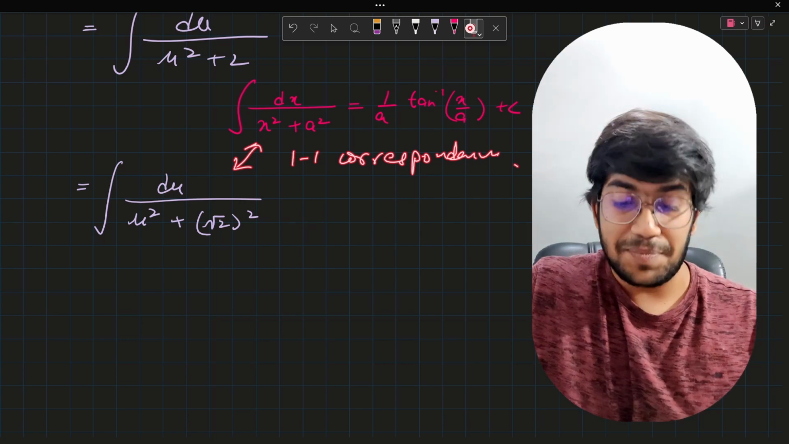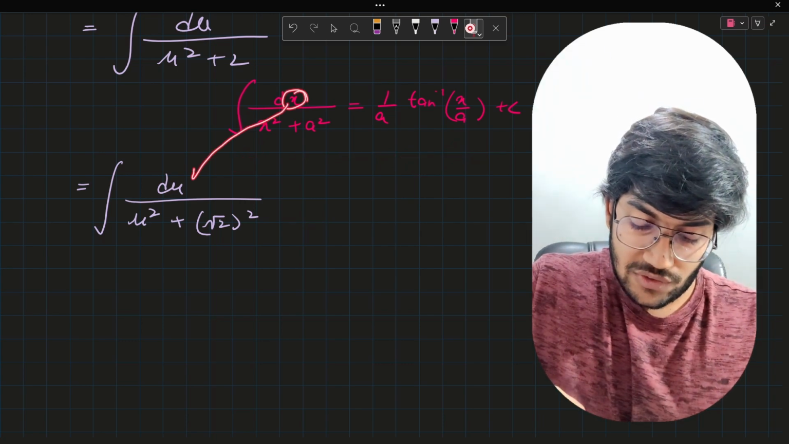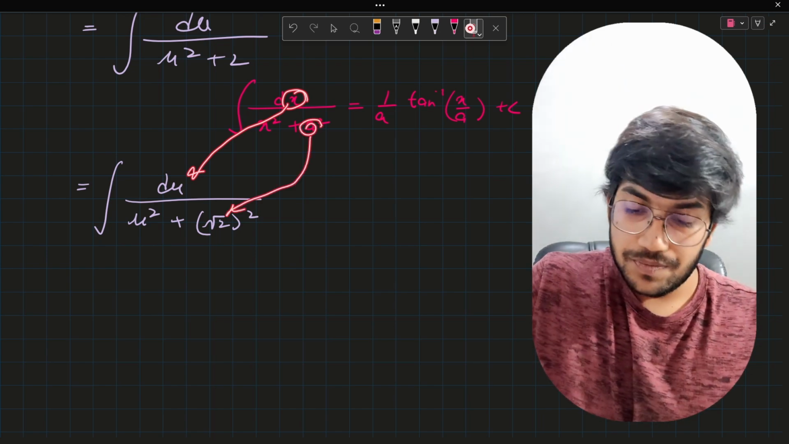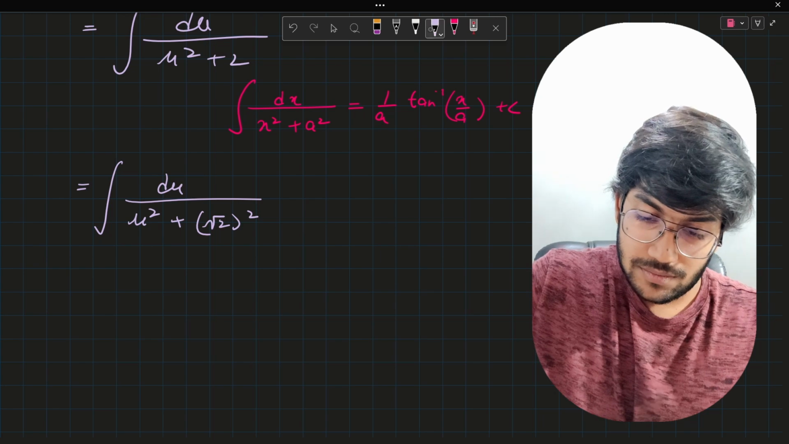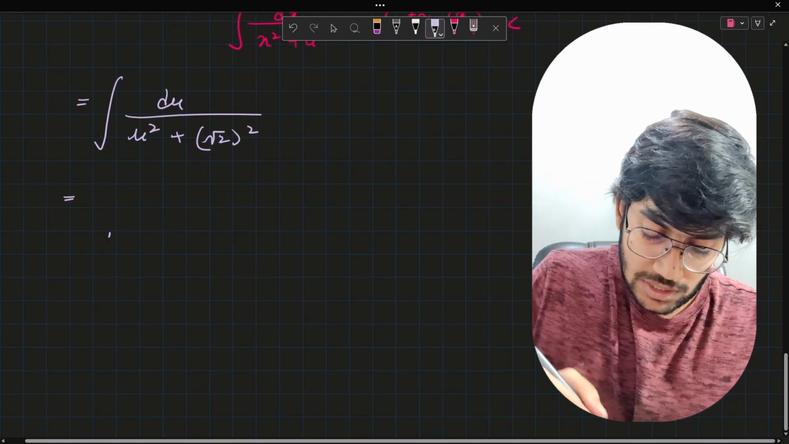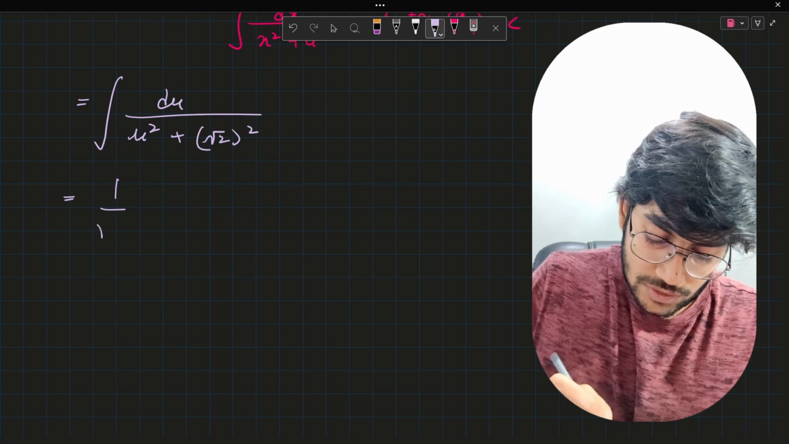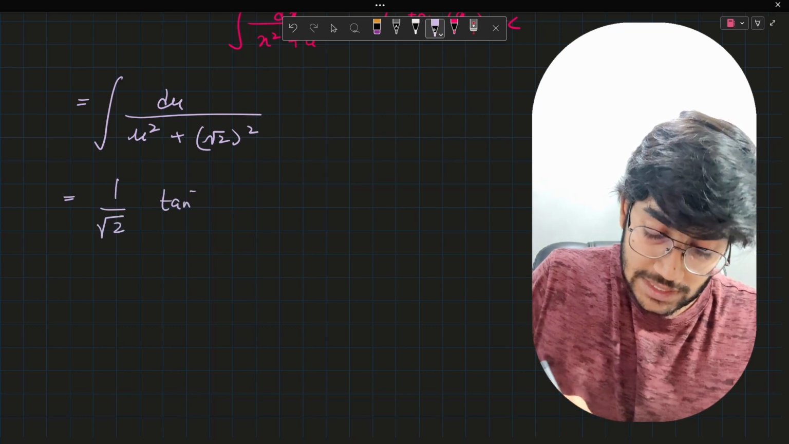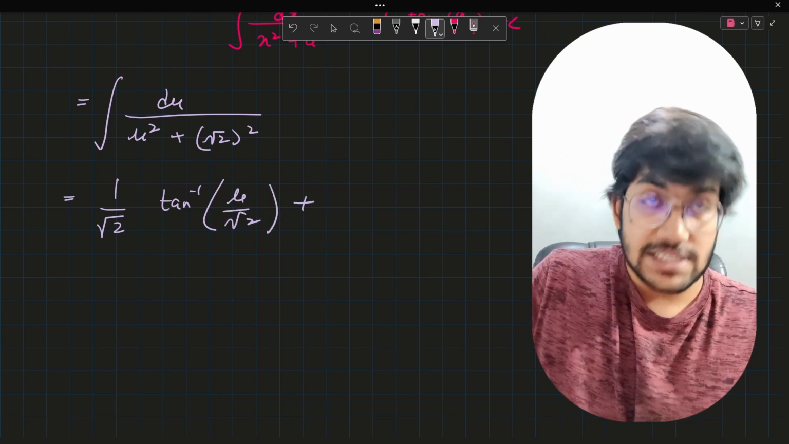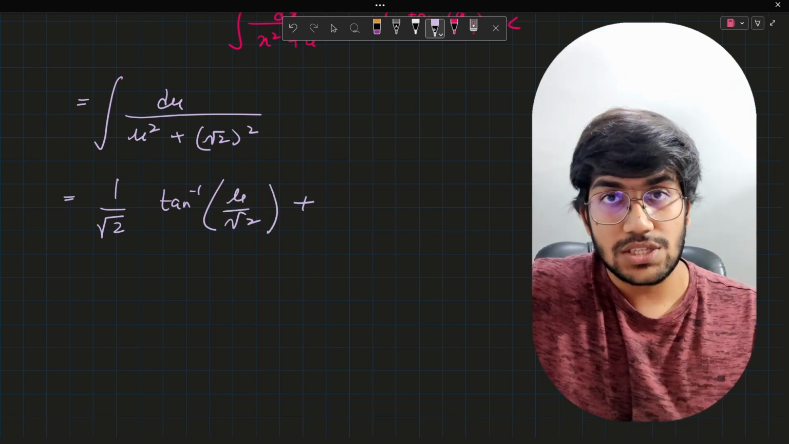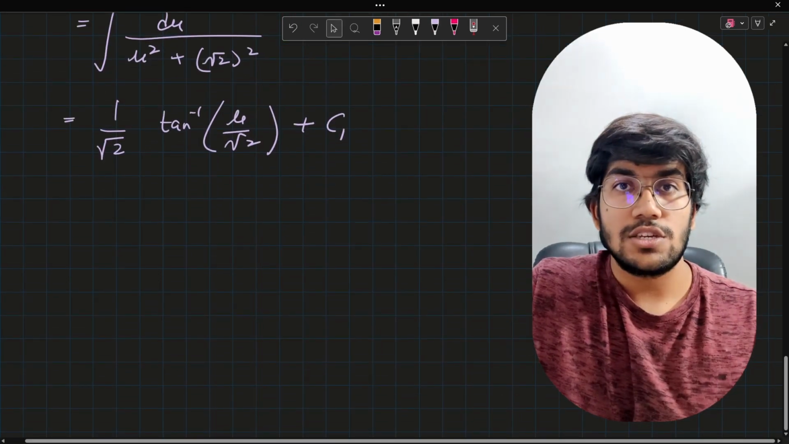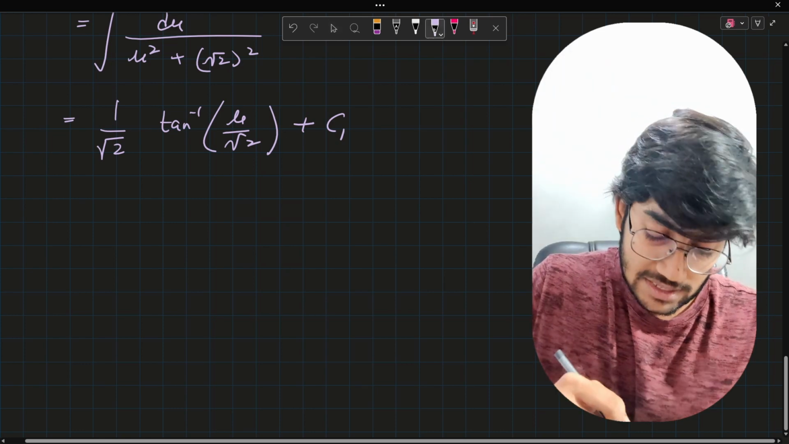So by that I mean, in place of x we have u, and in place of a we have root 2. So basically now this becomes 1 over root 2 tan inverse u by root 2, and let's say the constant of integration is c1. Now u was what? u was t minus 1 by t.